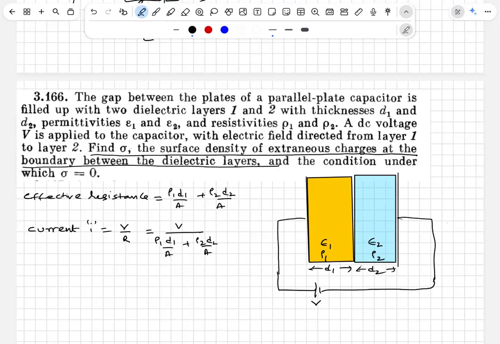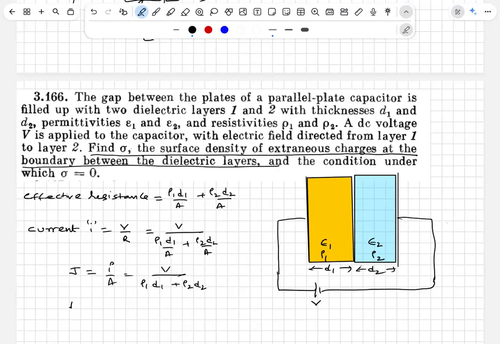Any doubt till this point? Boys and girls, any doubt till this point? This is your option. Answer. Next. It is simply rho 2 D. Okay. What do you want? Extraneous charge.